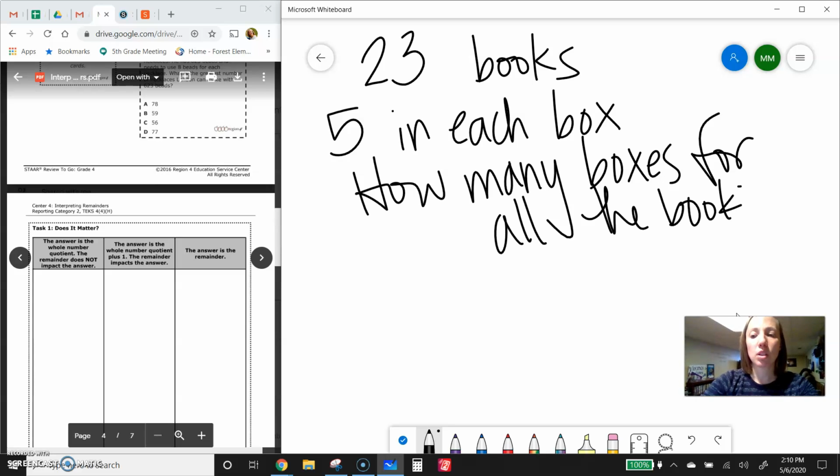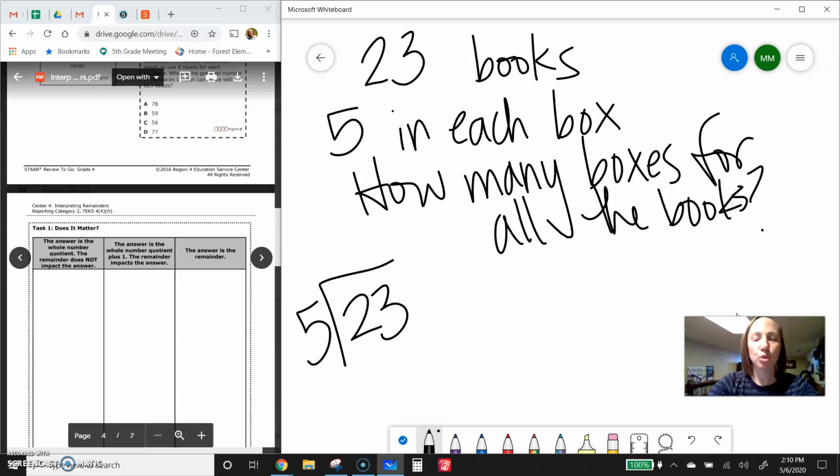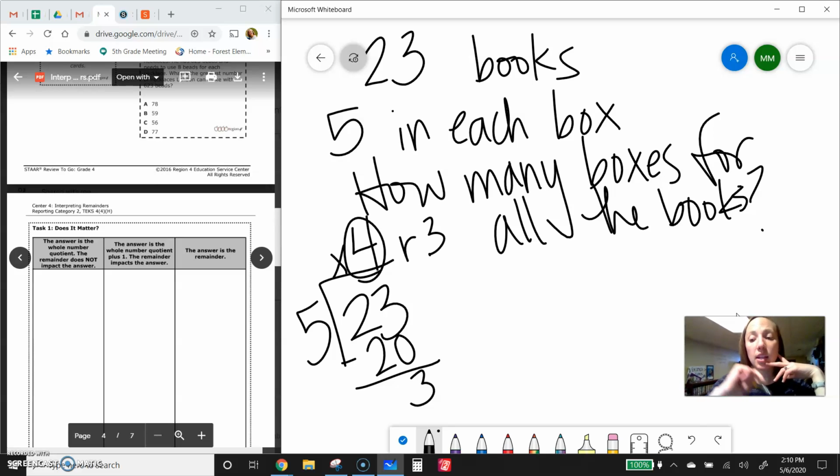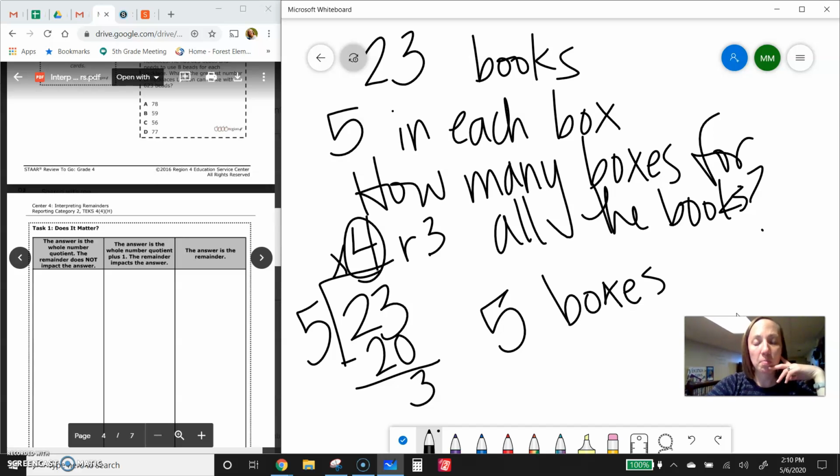Well, I'm going to take 23 and split it up into groups of 5. 5 doesn't go into 2. 5 goes into 23 4 times. 4 times 5 is 20. Subtract, I get 3, remainder 3. So I'd have 4 full boxes, and then I need 1 more box for those extra books. So I would need 5 boxes. All right. So that's sort of the second type, where I take my answer and add 1 because I need 1 extra something, even if it's not full.